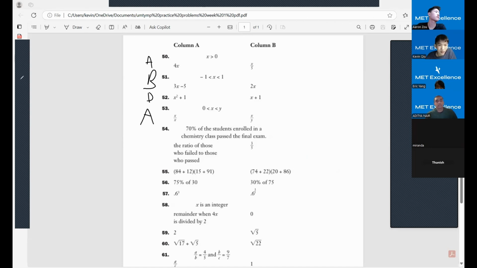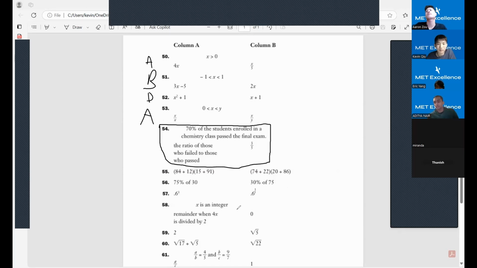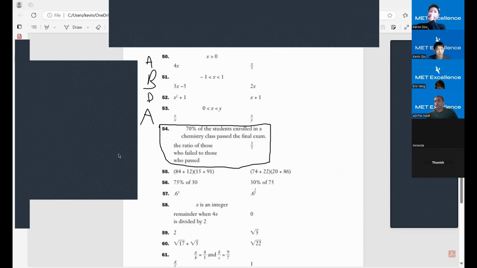Okay, question 54. I'll give you guys a bit of time for that. I see a lot of correct answers in chat. The correct answer to this one is actually B.